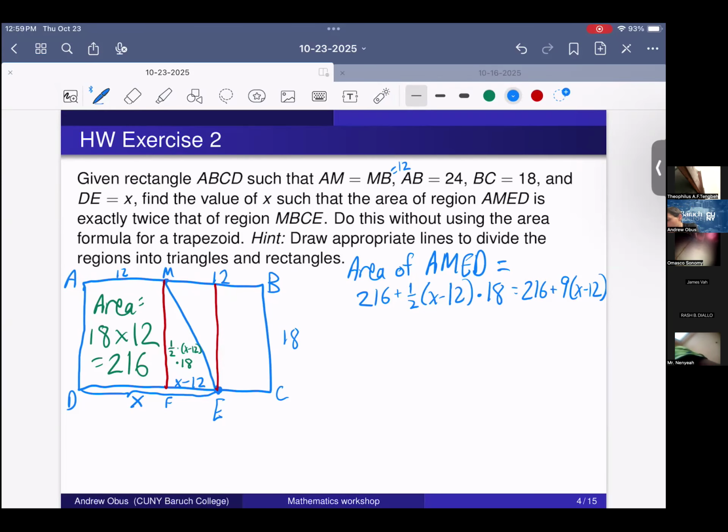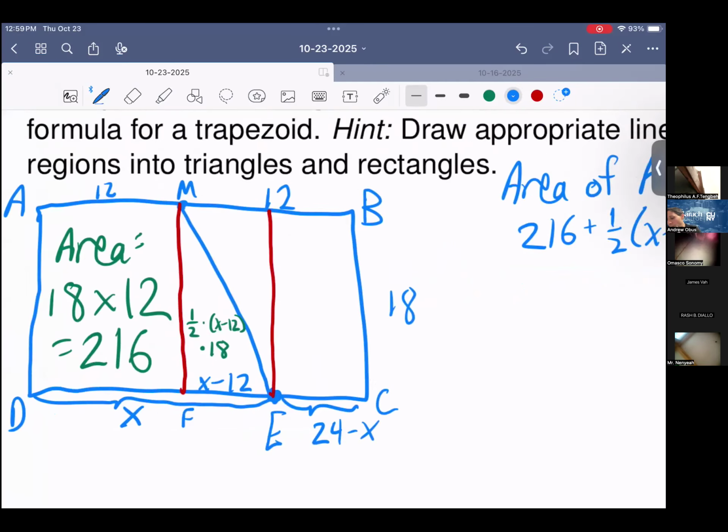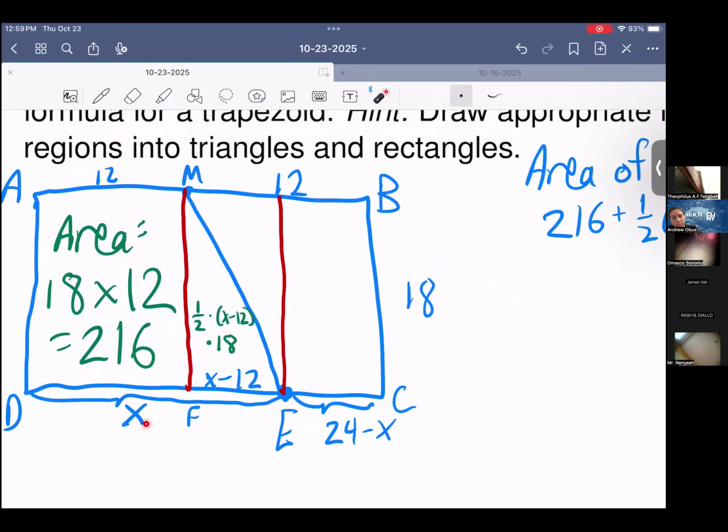So that means if this over here is X, then what's left over here has to be X less than 24. So this over here is going to be 24 minus X, because they have to add up to 24. If you've got x, you have to have 24 minus x. So this rectangle here is going to have a height of 18 and a width of 24 minus x. So this area here is going to be 18 times 24 minus x. That's going to be its area.